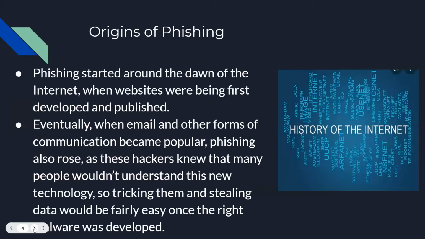So starting out with the origins of phishing, phishing started around the dawn of the internet. So it's been around pretty much since the internet has been around, and it was when websites were first developed and published. Eventually, when email and other forms of communication became popular, phishing also rose. And as these attackers knew that many people wouldn't understand the new technology, tricking them and stealing their data would be fairly easy once the right malware was developed. So as you can see, they like to take advantage of people who are not familiar with how to use technology and are not familiar with phishing in general. So it's really important to learn about technology and phishing so that you don't get tricked.